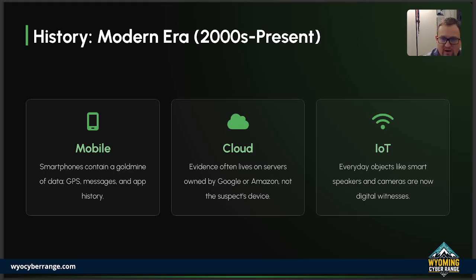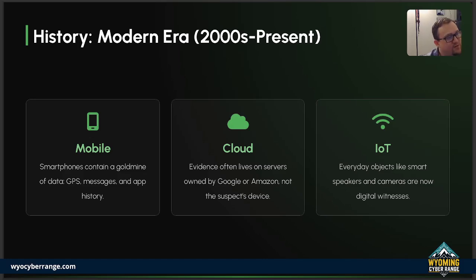So as we moved forward into the 2000s to the present, this is the modern explosion of technology, because now we've got things like mobile data devices and smartphones. They're gold mines for GPS, messages, and app history, right? They're in everybody's pockets everywhere.